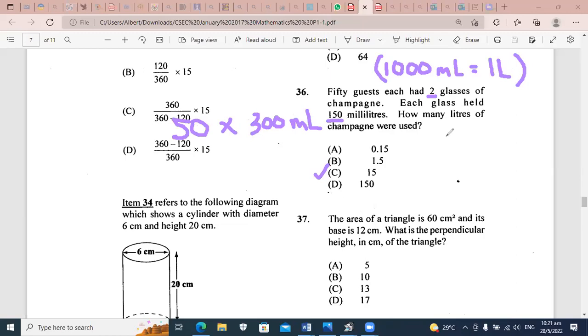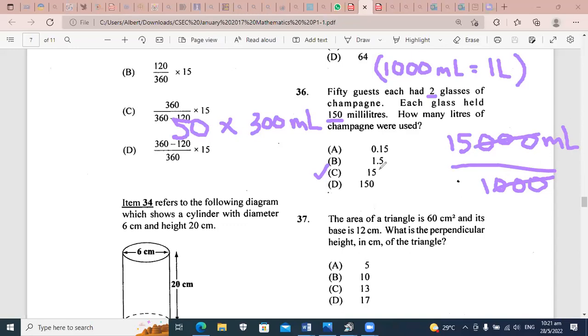15,000. Say it again. 15,000. So this is 15,000 what? Milliliters. So 1,000 milliliters gives you 1 liter, so just divide this by 1,000. You get 15. That's how you get 15.